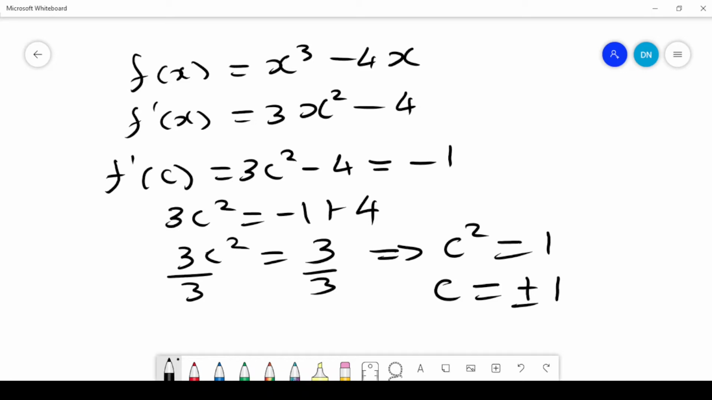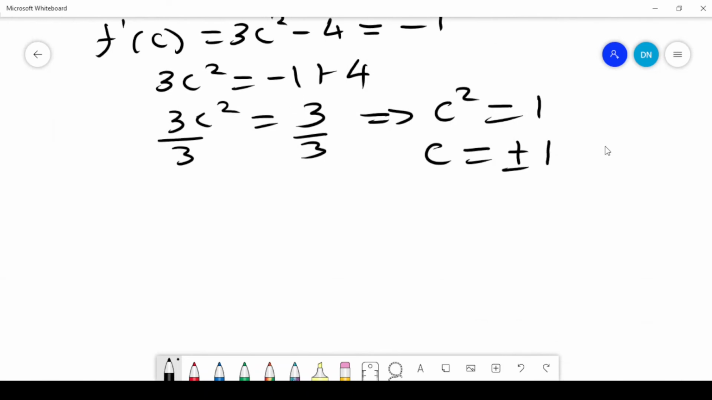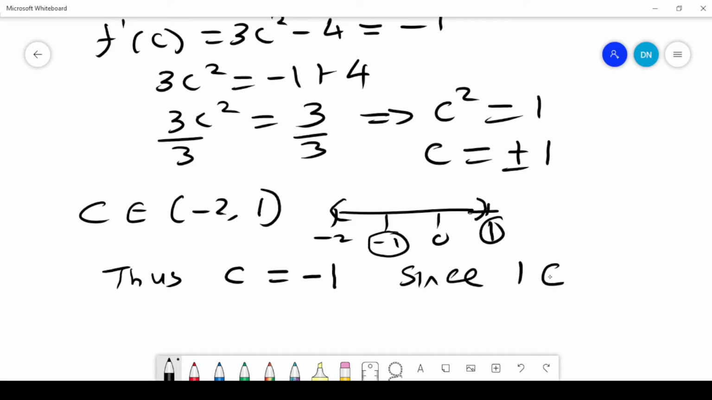Now we want to find out which of these two values will apply. We recall that c is an element of the open interval (-2, 1). Therefore, if we look at -2, -1, 0, and 1, we have -1 and 1. And since it's an open interval, 1 is not inclusive. Thus, we can conclude that the value of c should be equal to -1, since 1 is not an element of (-2, 1).